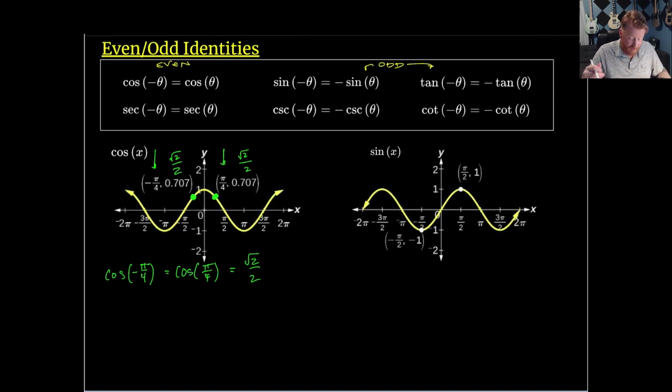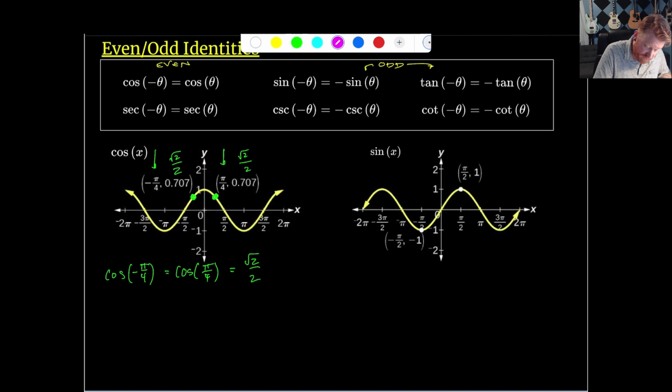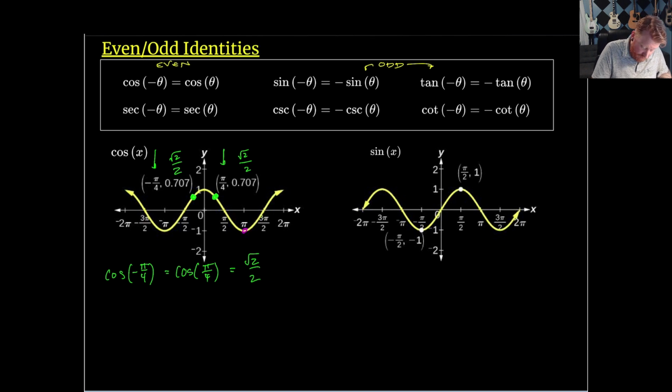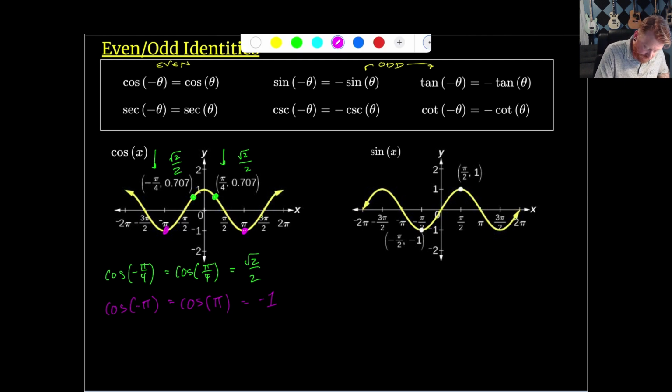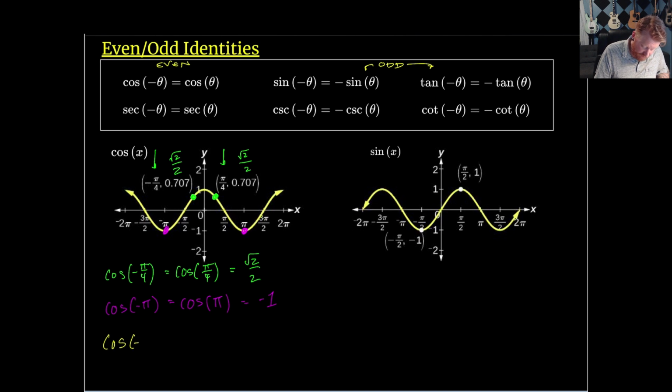It's not just happening at pi over 4 and negative pi over 4, but if I focused instead on the pi value and the negative pi value here, we can see that the cosine of negative pi is equal to the cosine of positive pi. They both have an output value of negative 1. So just in general here, we can see that the cosine of negative x is equal to the cosine of x. Just by looking at the graph here, that always is true. We can also see that there's this reflection across the y-axis, this y-axis symmetry, and that is also a property of even functions.